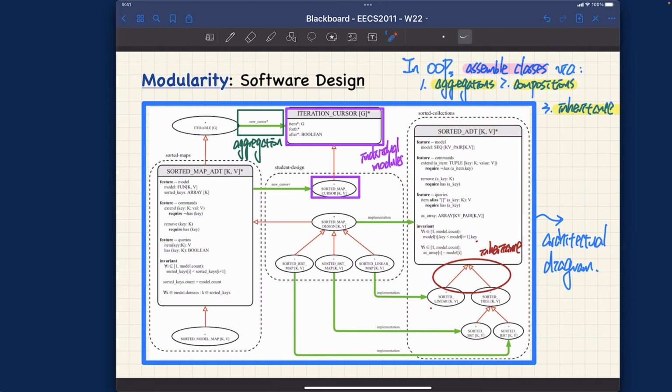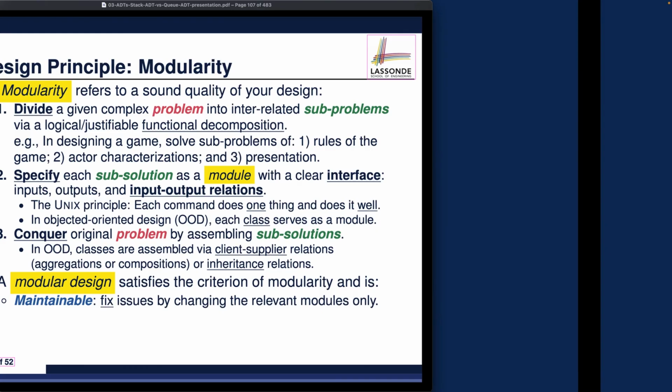If every time you fix an issue, it turns out you have to fix everything in your project, that means your design is not modular, right? Whenever there's an issue to be fixed, it should really impact the minimum number of modules to be fixed, typically just one. That's what I meant by maintainable.